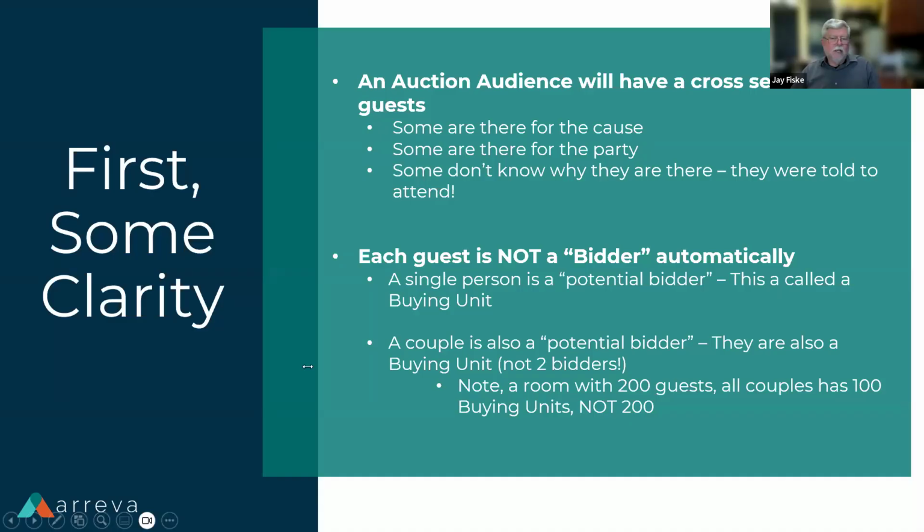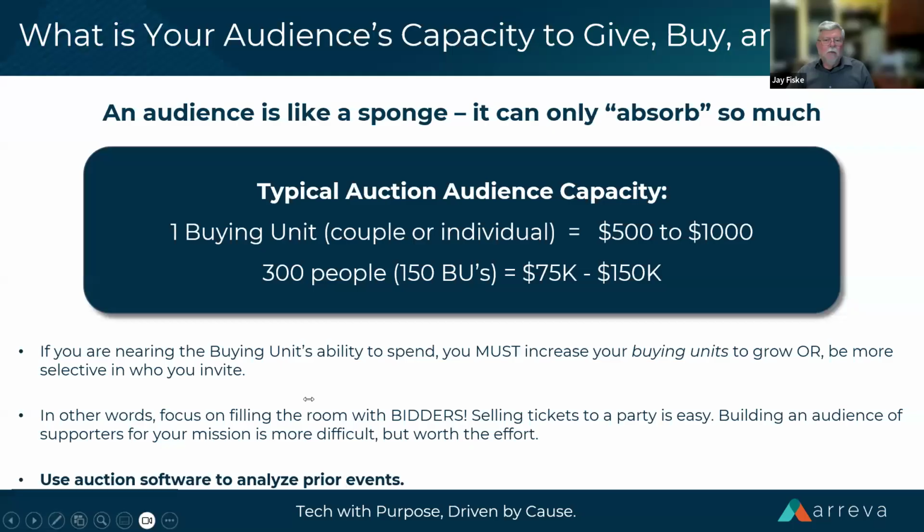So as an example, if you had 200 people in the room, and most of them were couples, realize they're not all couples, so you'll have some singles at your event. But for easy math, if you have 200 people in the room, we're going to consider them couples, and that's going to be 100 buying units, not 200. That's important, and you'll see in a future slide when we start tracking how much your potential is. So here's an example of that.